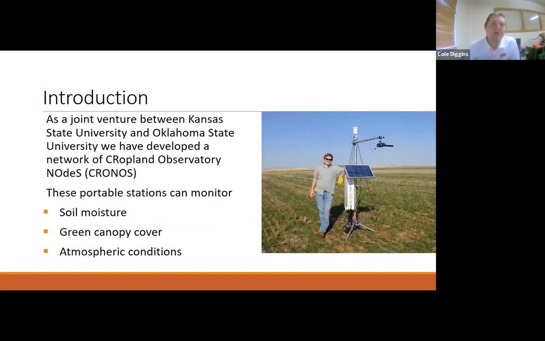So, as a joint project between Kansas State University and Oklahoma State University, we have developed a small network of these Cropland Observatory nodes. These portable stations allow us to monitor the field scale soil moisture, which I'll go into a little bit deeper later, but that is located inside of our large box here. It's called a cosmic ray neutron detector. And then we look at our green canopy cover using our trail cam here, and we monitor our atmospheric conditions using our all-in-one weather stations. As you can see, we're able to just set these up right in the middle of the field and take non-destructive measurements while we're there.